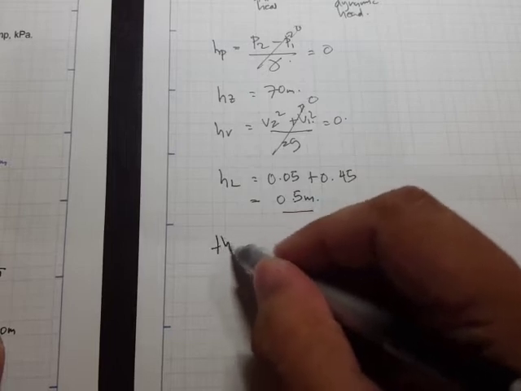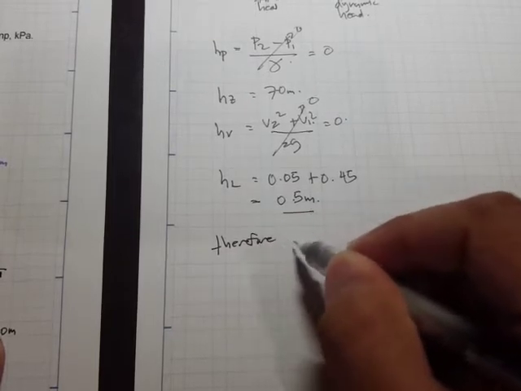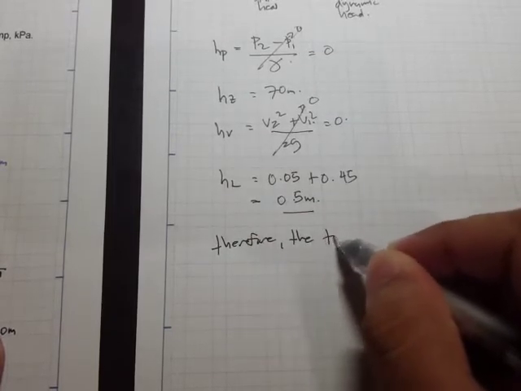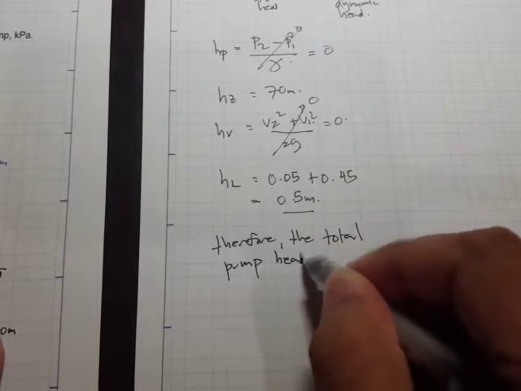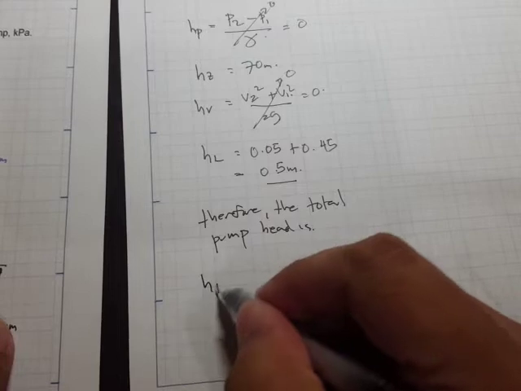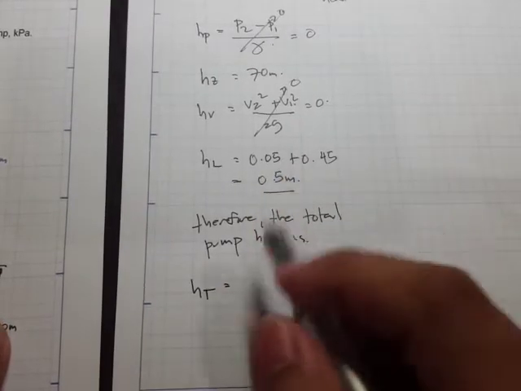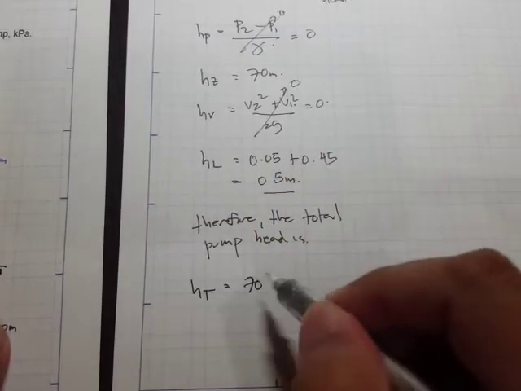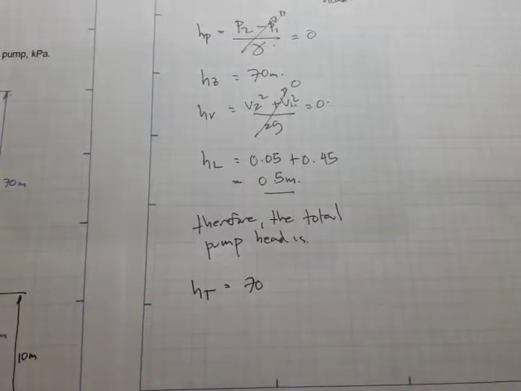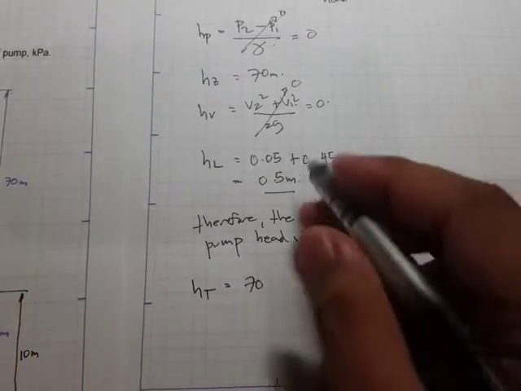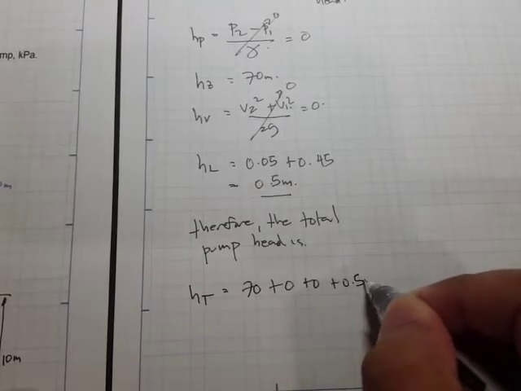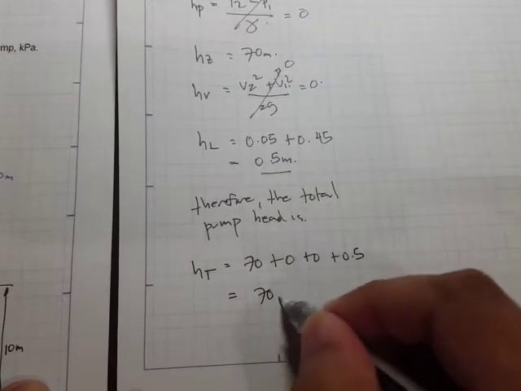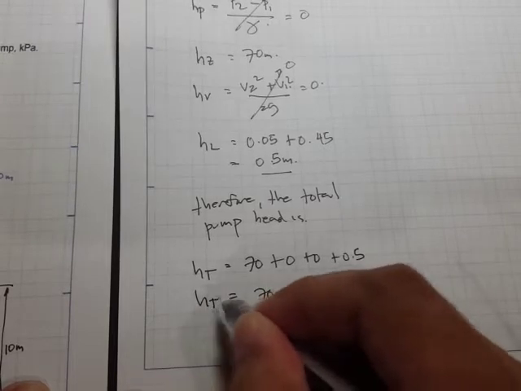And therefore, the total head, the total pump head, so H sub T is equal to 70 plus 0 plus 0 plus 0 plus 0.5. This is therefore 70.5 meters.